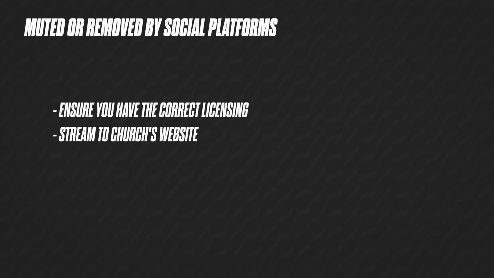The first is making sure you have the right licenses from CCLI. CCLI stands for Christian Copyright Licensing International, and they provide licenses to churches playing live worship music and also for streaming it. CCLI has specific requirements for both, which you can learn about at ccli.com.